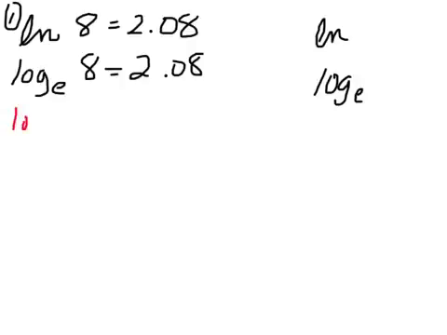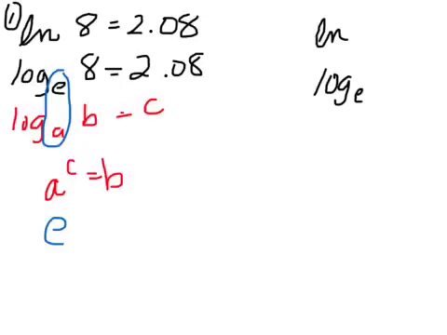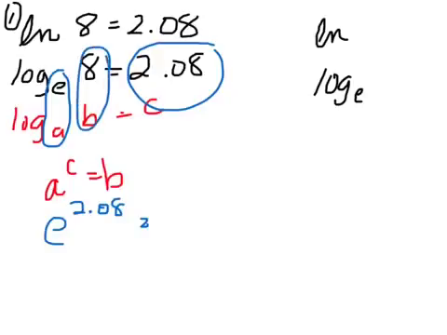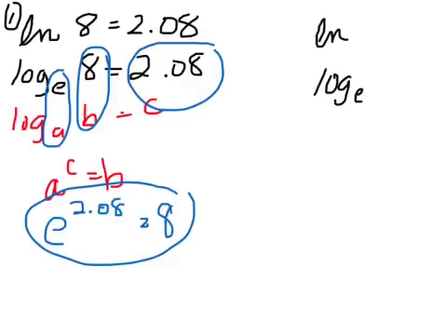You could label this log a, b, c. If you're going to rewrite it in exponential form, that would be a to the c power is equal to b. Let's look at where we're going to pull these numbers from. Your base is e. Your base is always e. You don't really have to write log e unless you want to, because you know your base is e. And then your c is 2.08, and the b term that goes on the right is 8. So this is how you would rewrite that.